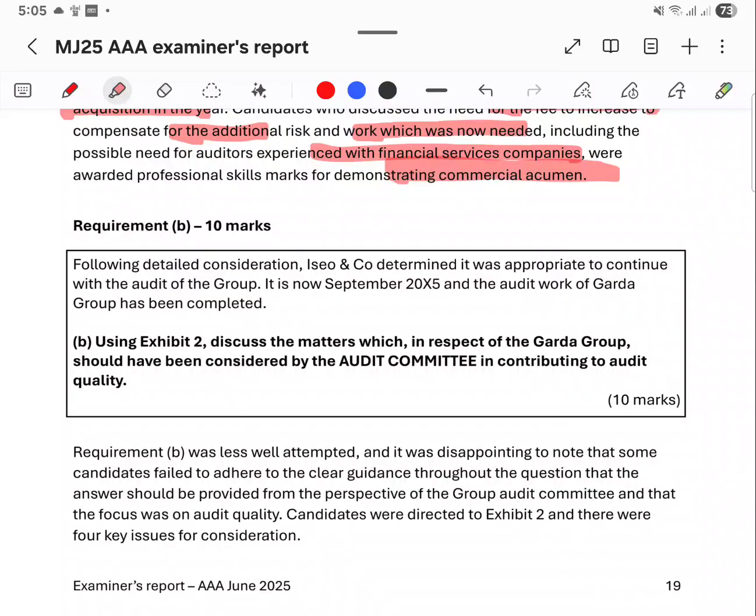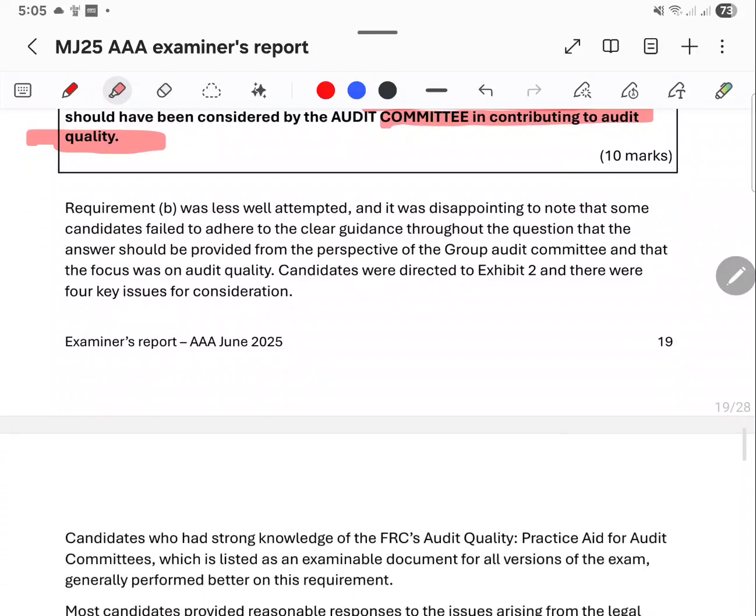Next, following detailed consideration, ISO and code determined it was appropriate to continue with the audit of the group. It is now September 25. Audit work of the GADA group has been completed using Exhibit 2. Discuss the matters which, in respect of the GADA group, should have been considered by the audit committee in contributing to the audit quality.